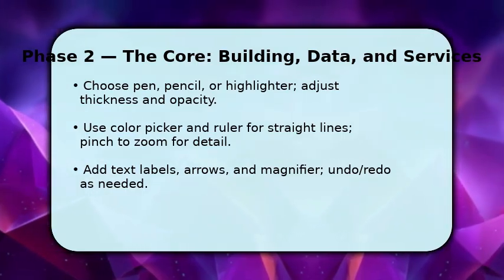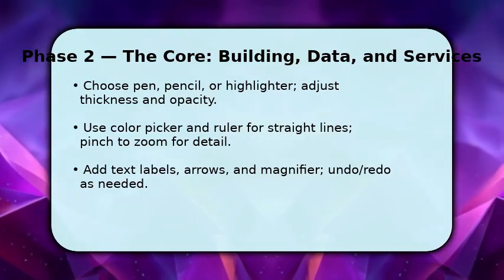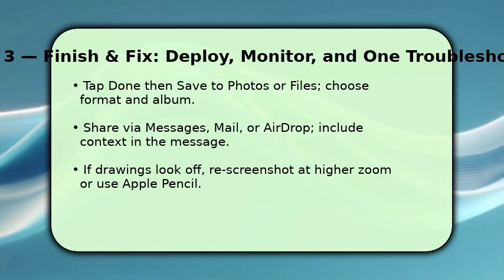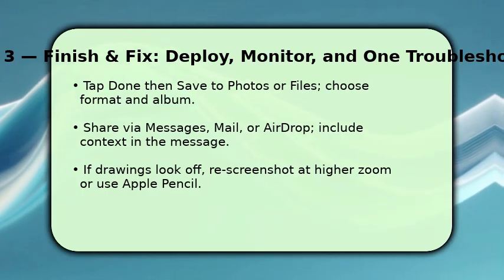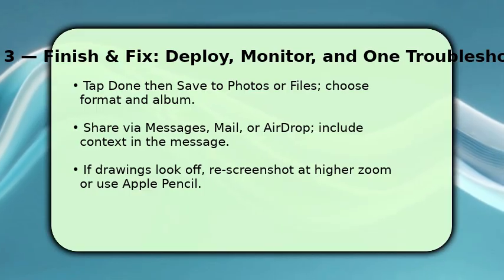Save periodically using Done so you don't lose edits. Finish by tapping Done and selecting Save to Photos or Files. This preserves your annotated map as an image you can archive. Once saved, share it through messages, mail, or AirDrop. Make sure to add context so recipients know what the marks mean.